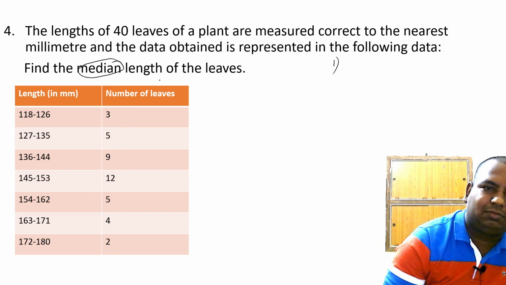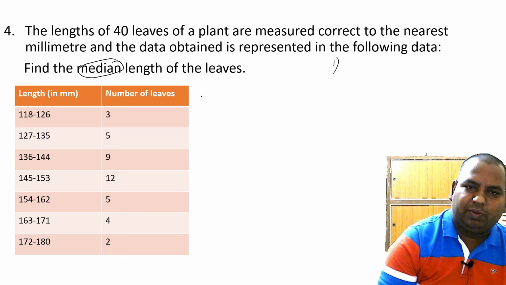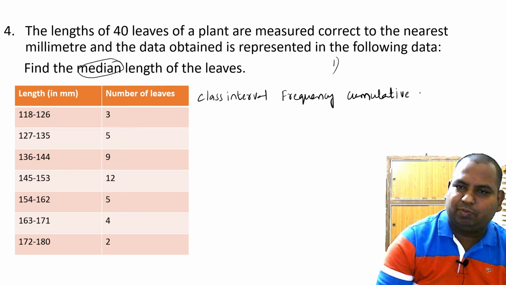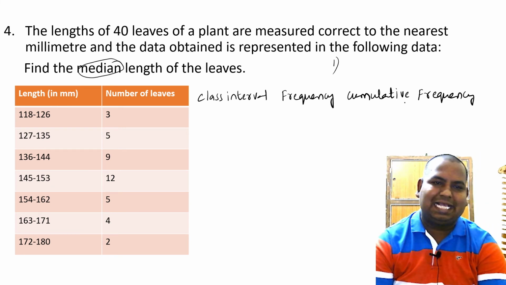Okay. We need to have class intervals. We need to have continuous class intervals. And we need to have frequency. We also need to have cumulative frequency. So three things are needed. First, class intervals.